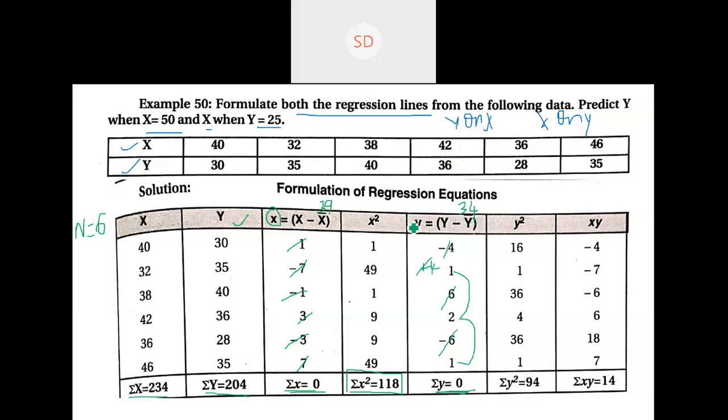Then after this, square this small y, which is y square. So minus 4 square is 16. 1 square is 1. 6 square is 36. 2 square is 4. Minus 6 square is again 36. 1 square is 1. And when you add all of them, you get sigma y square is equal to 94. Okay, sigma y square is equal to 94.